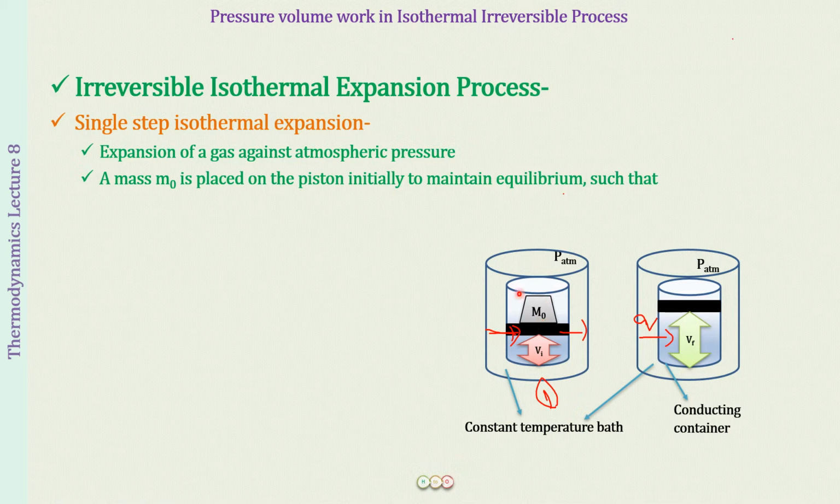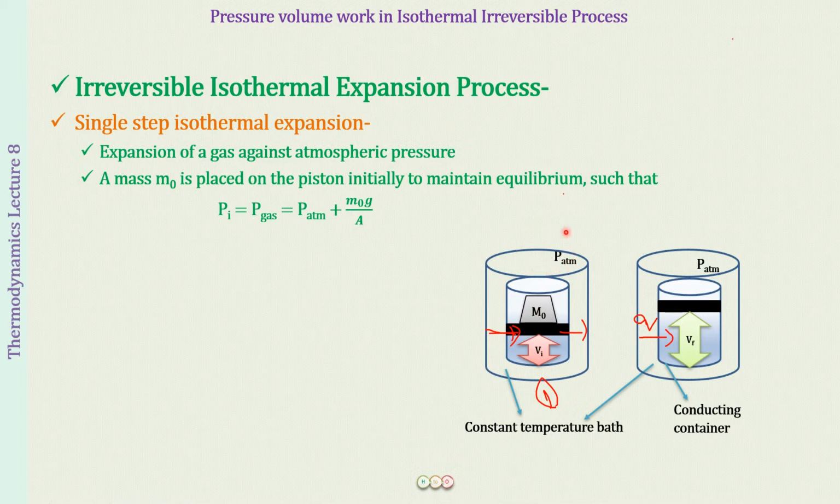We have placed some mass m naught over here, and well, what is going to happen? There is going to be some pressure exerted by this m naught mass times the acceleration due to gravity. This is going to be the force that opposes the motion of the piston due to the pressure of the gas. Divide this by the area of cross section of the piston. This will give you how much pressure this mass is exerting.